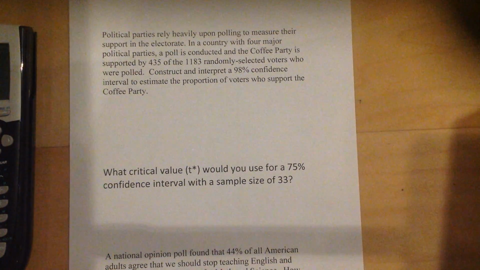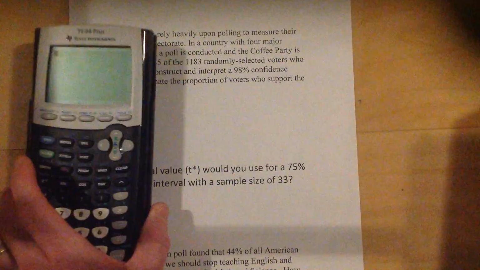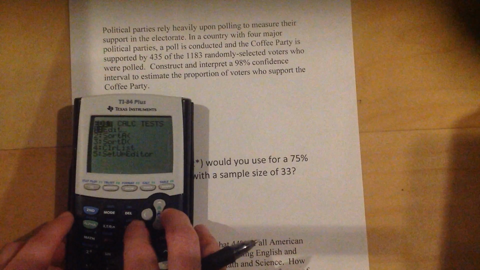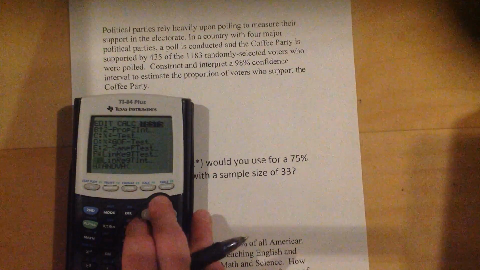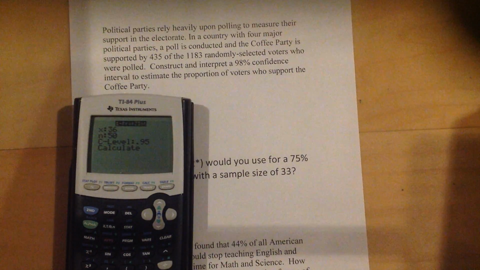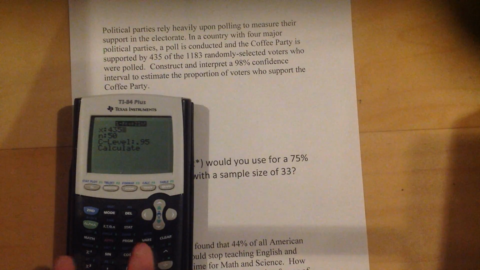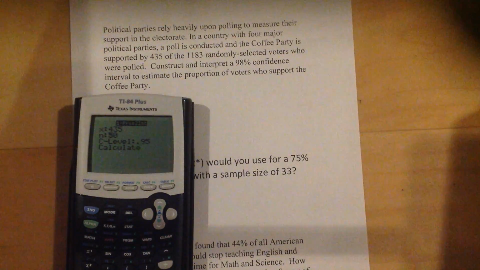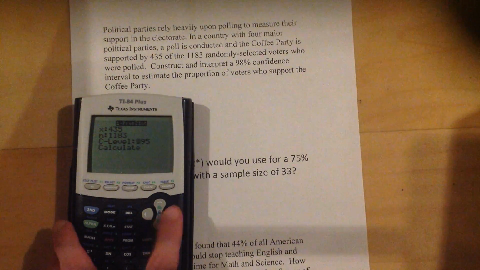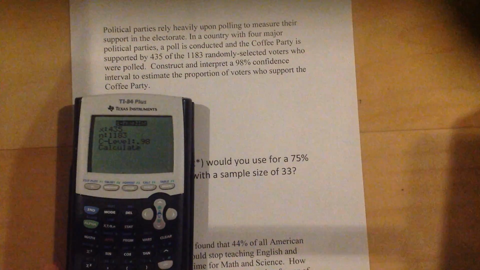All right, so again, this is just a calculator question. They're not giving me a mean. They're not giving me a standard deviation. So that means when I go to my stat tests, I'm going to be doing the one prop z interval. All right, x is the number of successes, which in this case is 435. N is the sample size, which in this case is 1183. And then they said they want a 98% confidence interval, so we'll type in that.